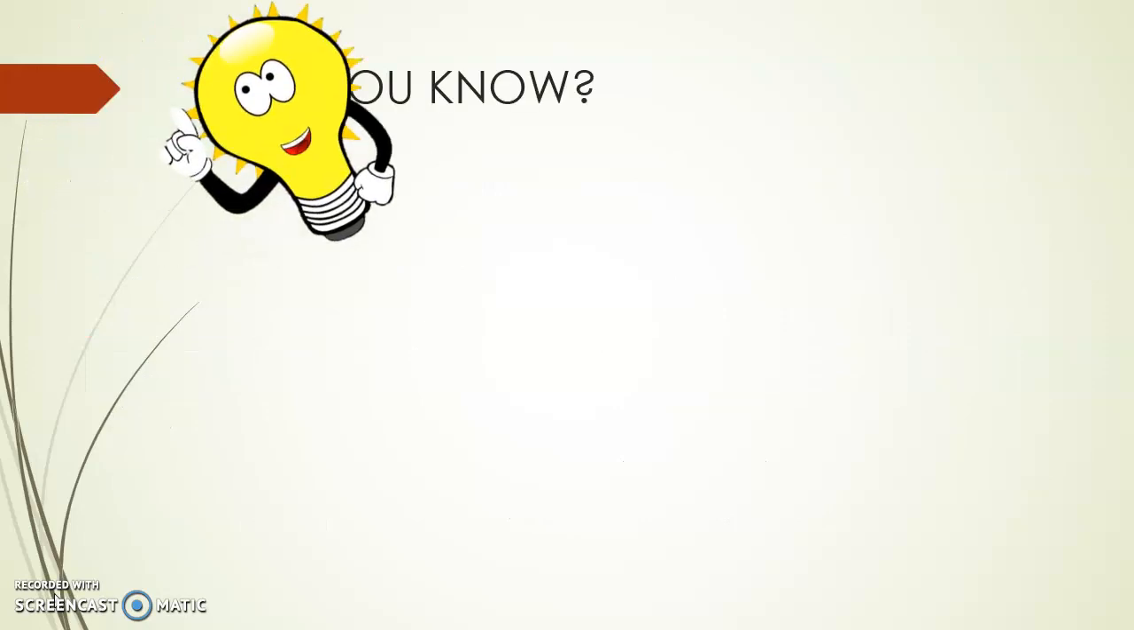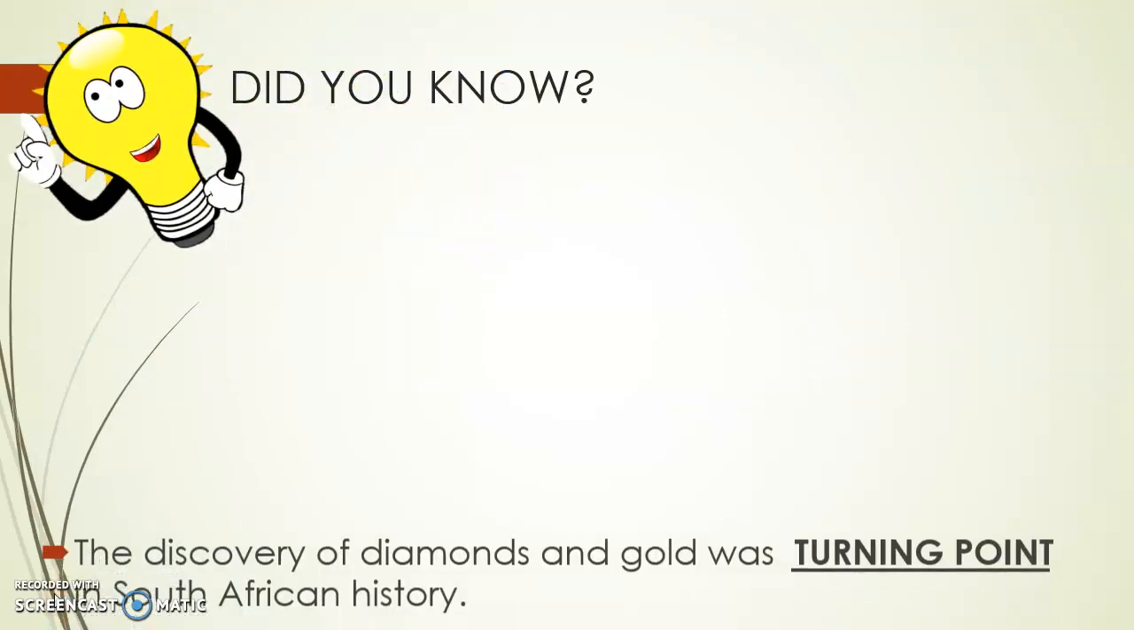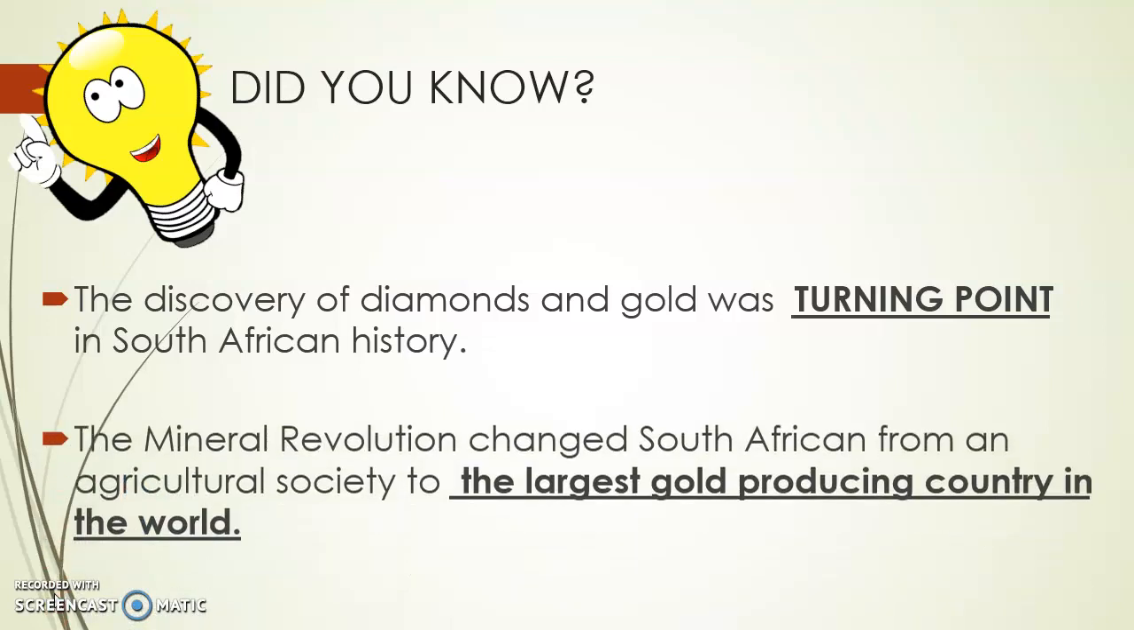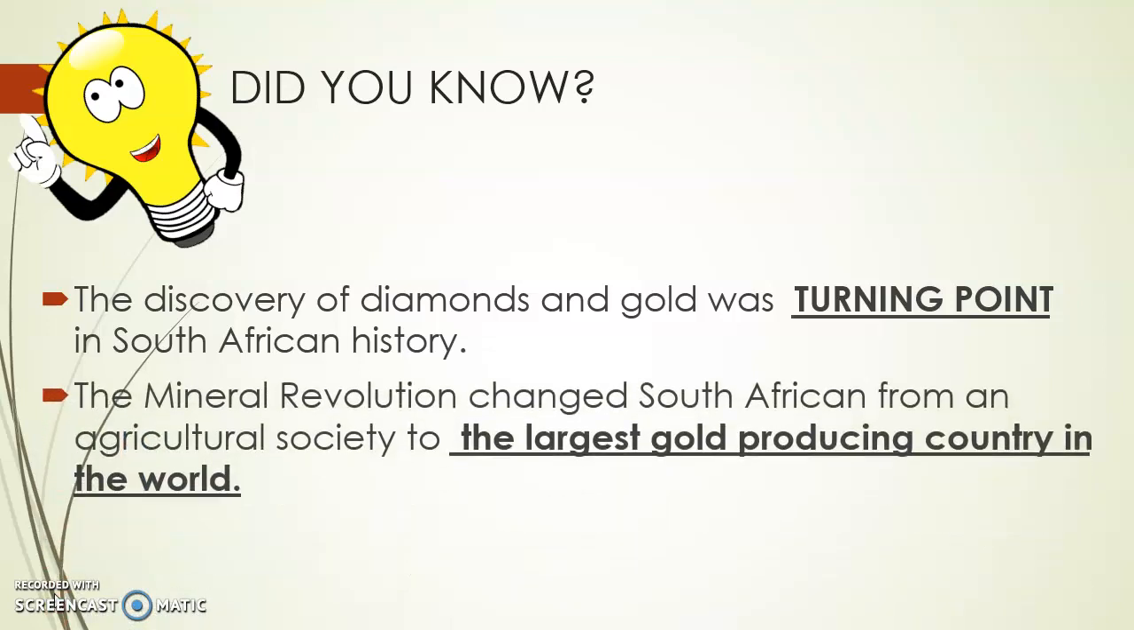Alright, so let's have a look. Did you know? The discovery of diamonds and gold was a turning point in South African history because we basically went from a very rural agricultural society to a very industrialized one, and it also led to the beginnings of racial segregation and racism in South Africa as well. So the Mineral Revolution changed South Africa from an agricultural society to one of the largest gold producing countries in the world.